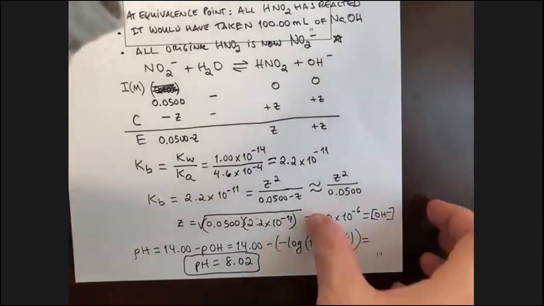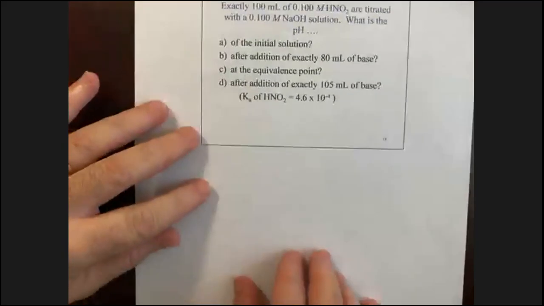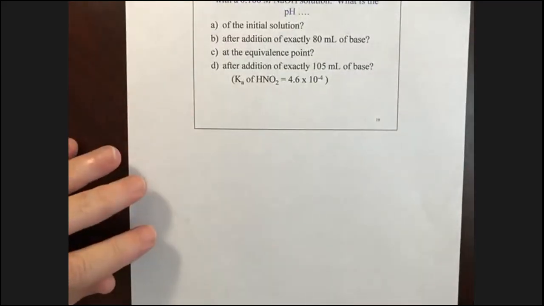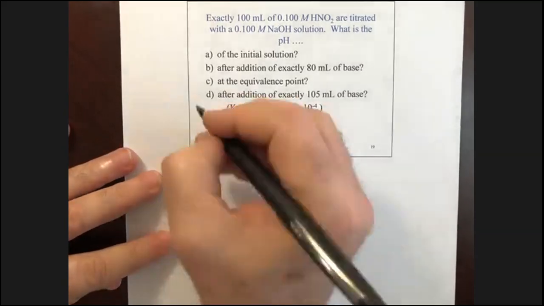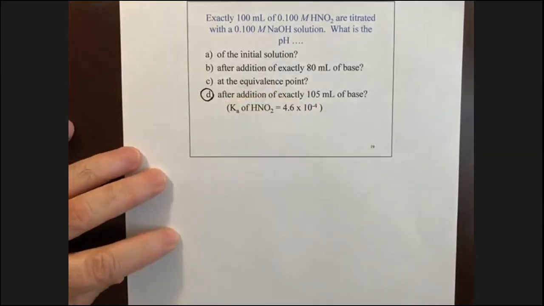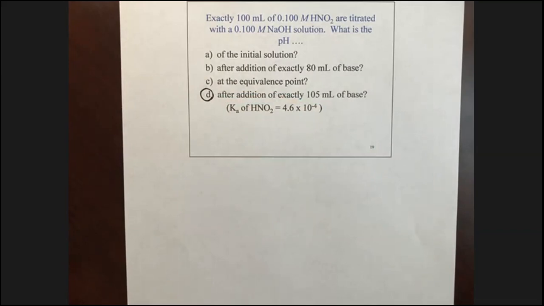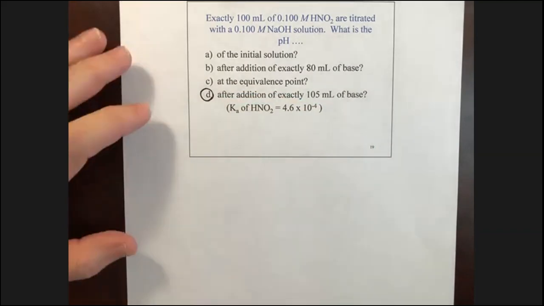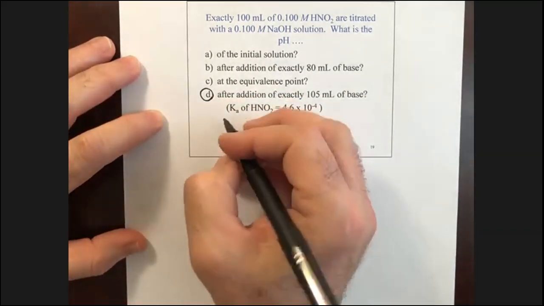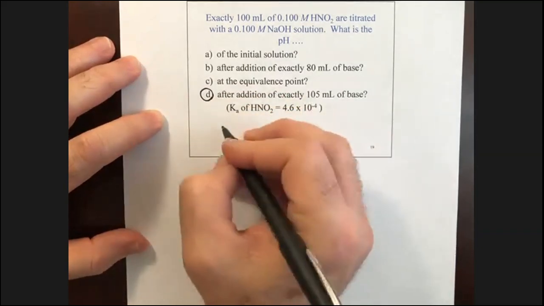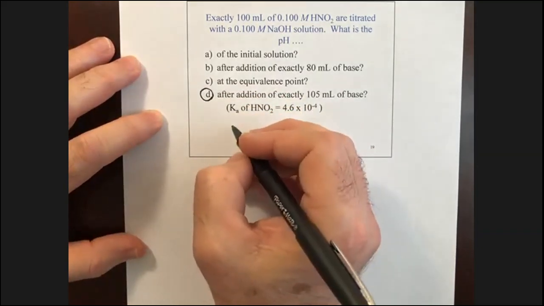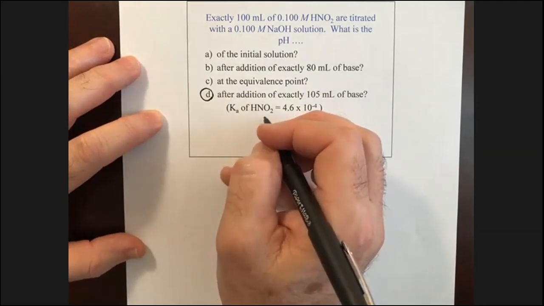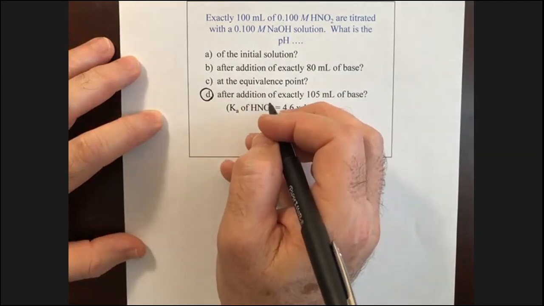Okay, so let's go to the last one here. Our last exercise is what happens after the addition of exactly 105 milliliters of base. Remember, at this point you're past the equivalence point. In other words, what you have here is an excess of moles of OH minus.